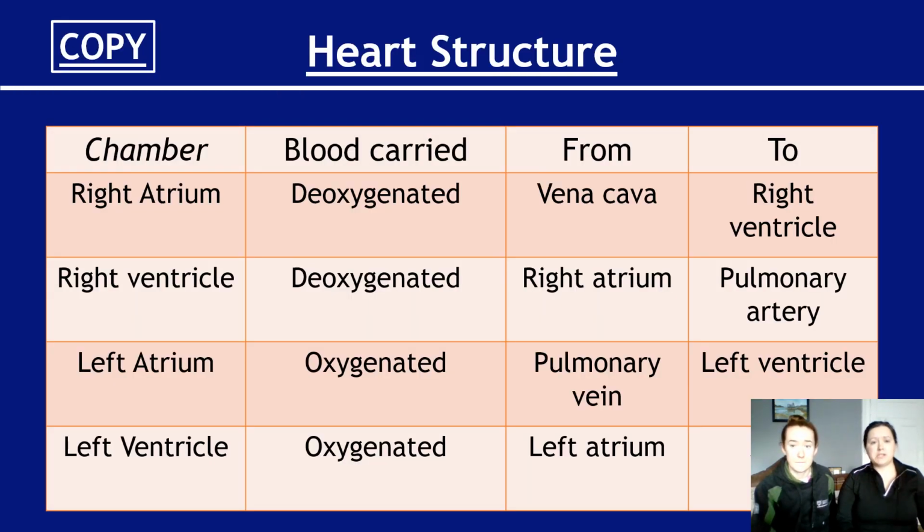Okay, so to summarise the heart structure, we've got the right atrium, which carries deoxygenated blood from the vena cava to the right ventricle. Then the right ventricle, which carries deoxygenated blood from the right atrium to the pulmonary artery. Then we've got the left atrium, which will squeeze oxygenated blood from the pulmonary vein to the left ventricle. And the left ventricle, which will carry oxygenated blood from the left atrium to the aorta. Okay, so essentially that's the whole of the pathway through the heart. The previous table just looks at passing from blood vessel to blood vessel, whereas this one's actually looking at what happens inside the actual heart for the blood vessels and how they work.